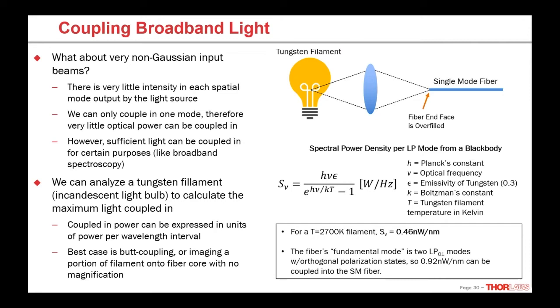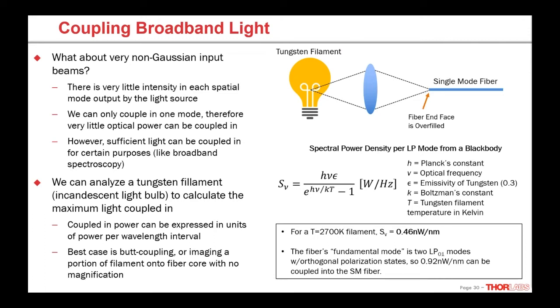What if we have a very non-Gaussian, messy beam and we're trying to get some of that light into the single mode fiber? What it comes down to with, call it, incoherent light, is you don't have very much intensity in each spatial mode. And of course, that fiber can only accept one. So we can't really couple in very much power. We're going to, by definition, have very low coupling efficiency. But we can get some light in. There is going to be some light in that spatial mode the fiber is looking for. And we actually can couple in enough light that for certain applications, it's sufficient.